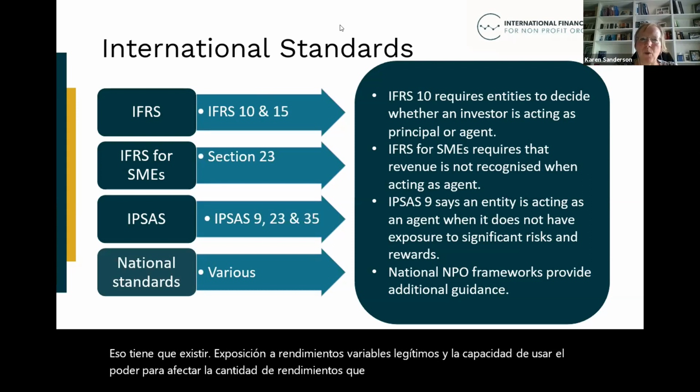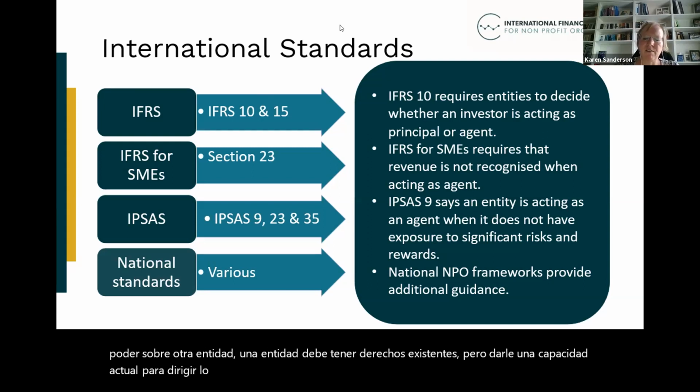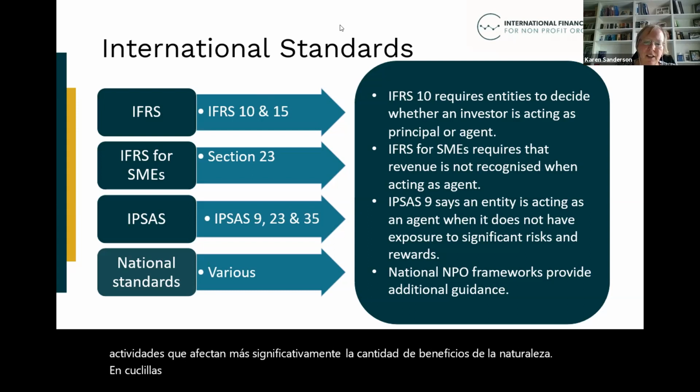So to have power over another entity, an entity must have existing rights that give it a current ability to direct what it calls relevant activities. And the relevant activities are those activities that most significantly affect the nature or amount of benefits from involvement. There's quite a lot of complexity in that I'm not going to unpack today.